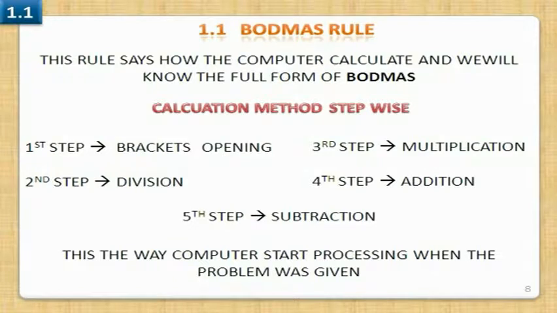See, if you give a problem to a computer, it compulsorily checks brackets first, otherwise it goes for division, or otherwise multiplication. If your problem contains only addition and subtraction, it checks from the first, second, third, then the fourth and fifth step, it will accept and give you the data. Now this was the process of how the computer starts calculating.